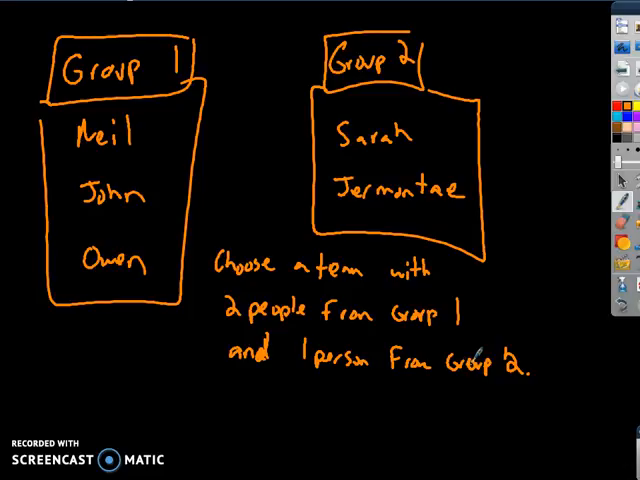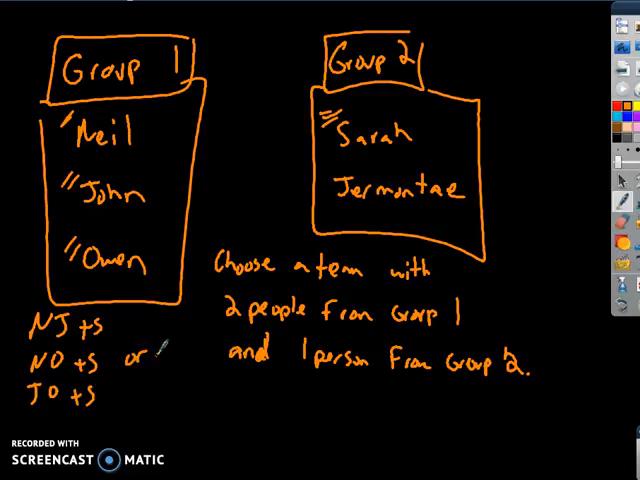If you think about my team from group 1, it could be Neil and John, and then those 2 people could be matched up with Sarah. Or it could have been Neil and Owen, and those 2 people would match up with Sarah. Or we could have gotten John and Owen, and those 2 people could match up with Sarah. Alright, so let's think about it this way. It could have been Neil and John plus Sarah. It could have been Neil and Owen plus Sarah. Or it could have been John and Owen plus Sarah.